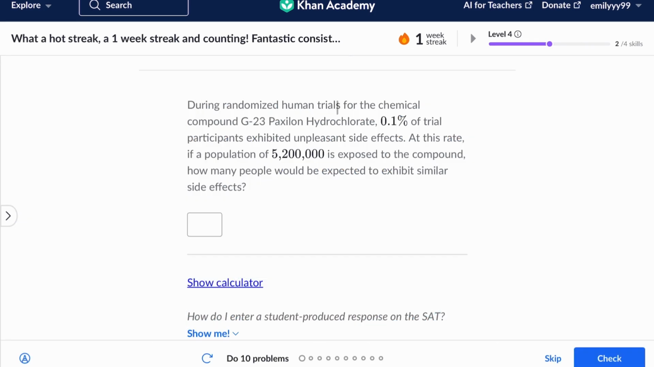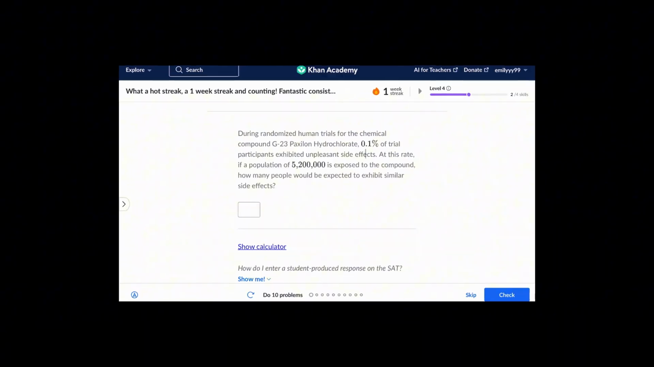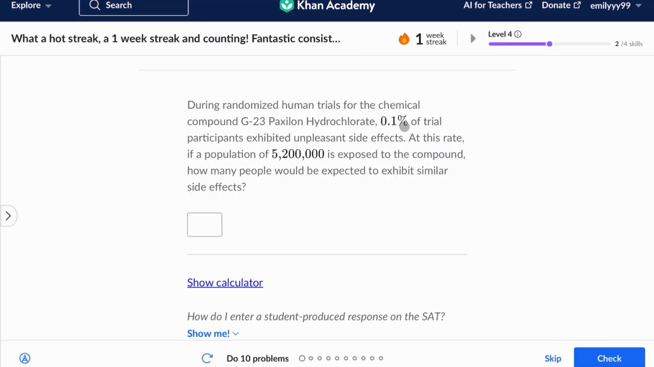During randomized human trials for the chemical compound G23 Pexylon hydrocalorate, 0.1% of the trial participants exhibited unpleasant side effects. Okay, at this rate, if a population of 5,200,000 is exposed to this compound, how many people would be expected to exhibit similar side effects?